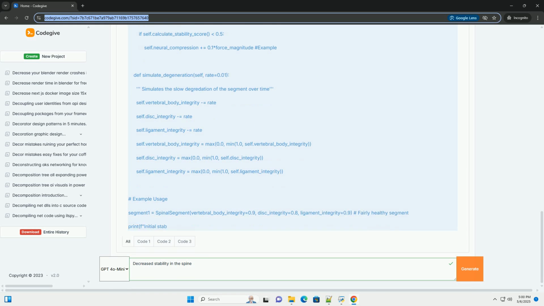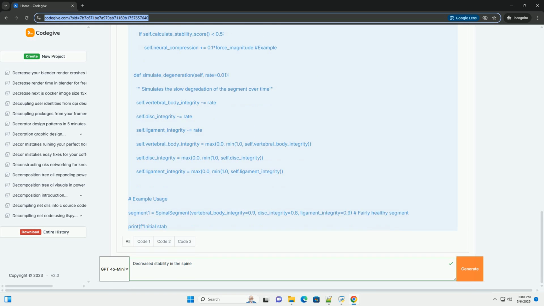MRI, magnetic resonance imaging, provides detailed images of soft tissues, including the spinal cord, nerve roots, intervertebral discs, and ligaments. MRI is essential for detecting disc herniations, spinal cord compression, and ligamentous injuries. CT scan, computed tomography, provides detailed images of bony structures and is useful for evaluating fractures, spinal stenosis, and bone tumors.